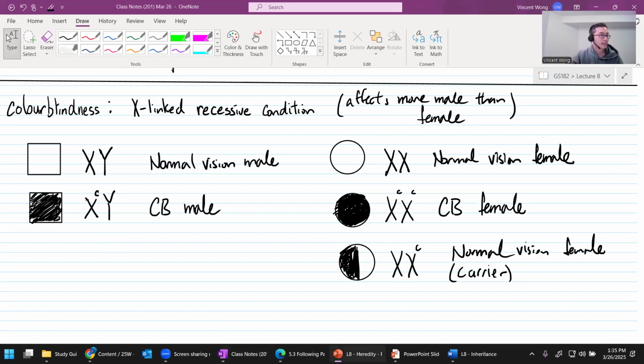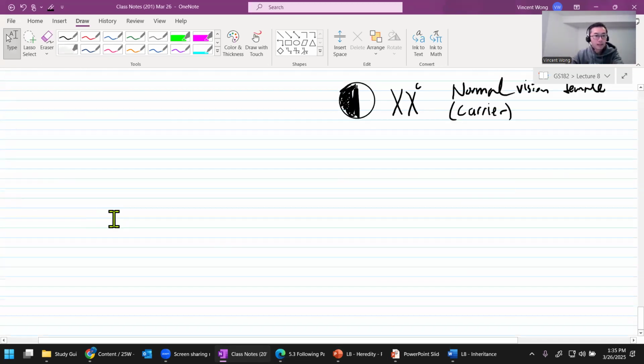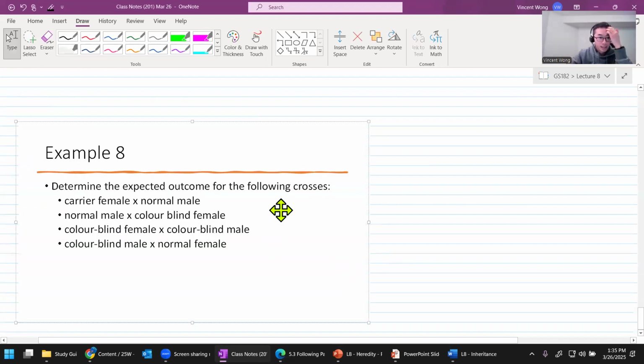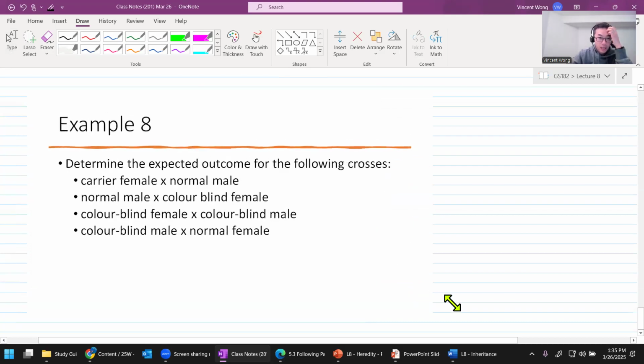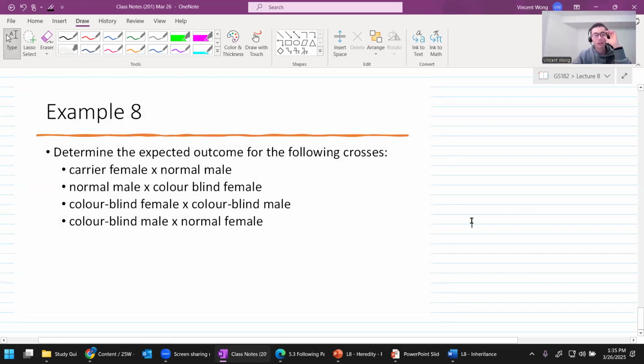All right, enough of that. Let's do some practice questions. Determine the expected outcome for the following cross. Now on the test, if you have to do these, you can just write XC, like that, XCY. You don't have to do the superscript. It's fine.